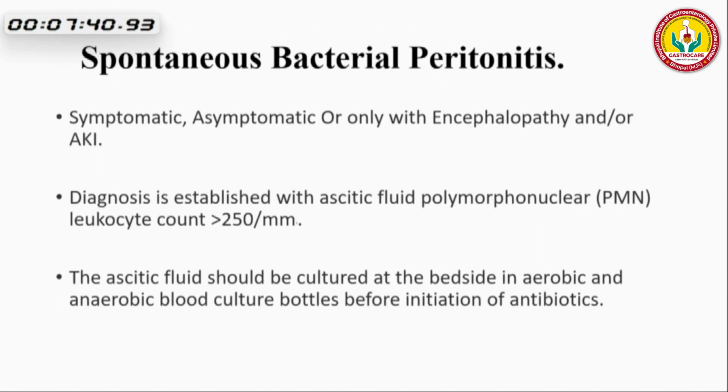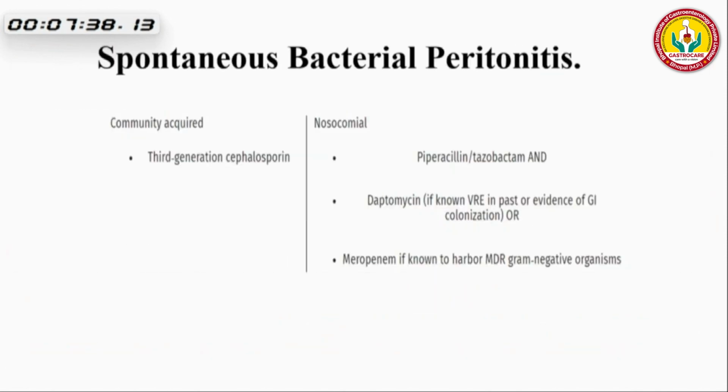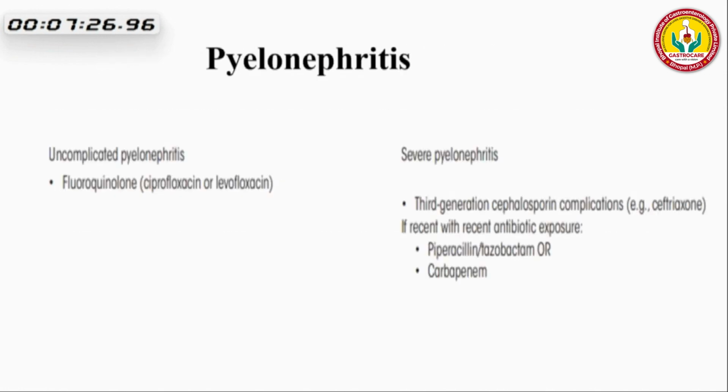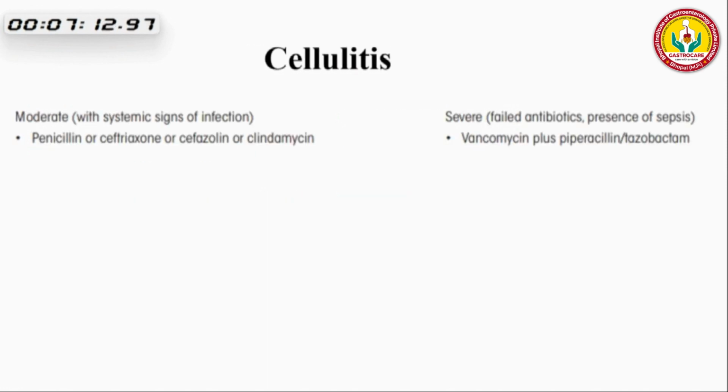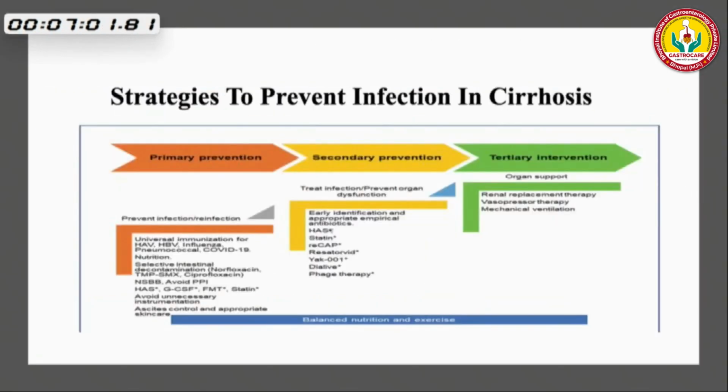Spontaneous bacterial peritonitis, you all know how to treat it. I will not go into it, but you have to decide the antibiotic based on your assumption whether it's community acquired or nosocomial. Similarly, for pyelonephritis, whether it's uncomplicated or complicated, you have to decide about the antibiotics. Similarly, in pneumonia, whether it's community-acquired or hospital-acquired pneumonia, decide about the antibiotics. In cellulitis, if it's moderate, it's only penicillin or ceftriaxone, but if severe, with failed antibiotics or presence of sepsis, consider higher antibiotics with vancomycin.